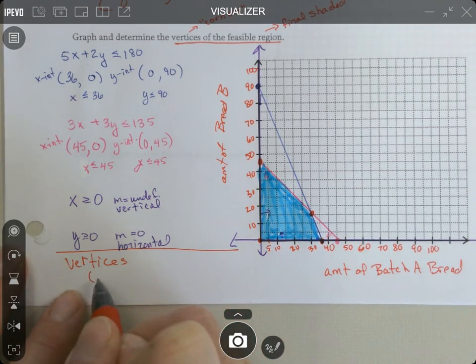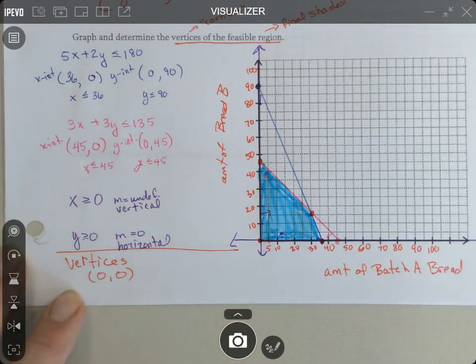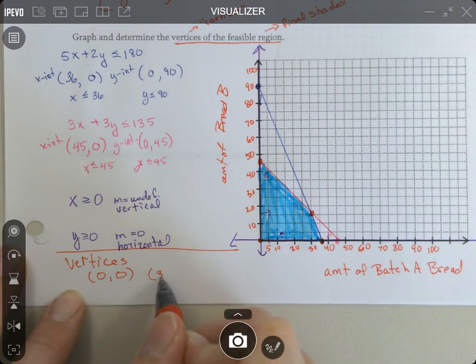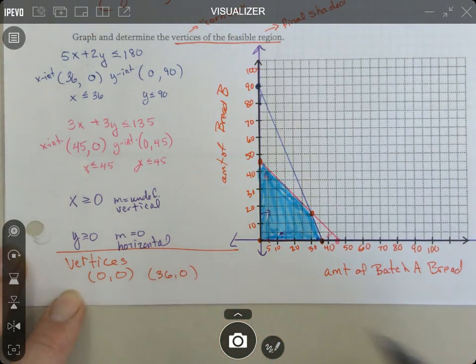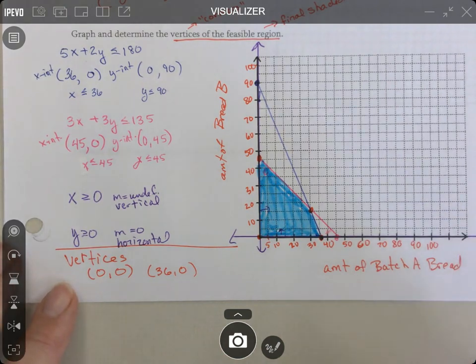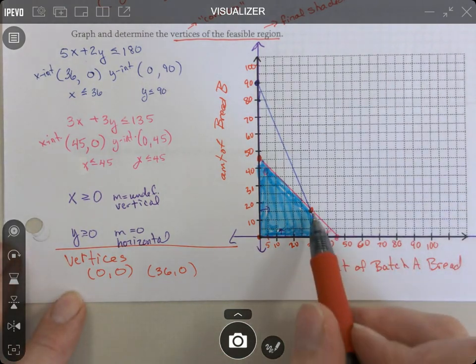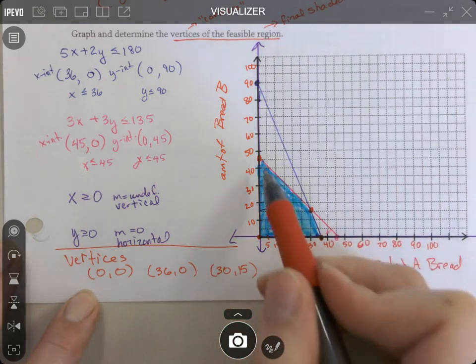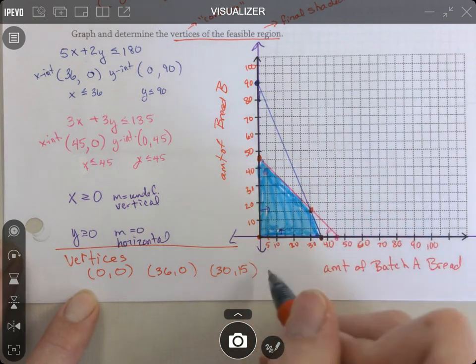So 0, 0 is one of the vertices. The other vertex was 36, 0, so it's good that I had that information. Another reason I want to use x and y intercepts is it's a little more accurate. This one should be 30, 15. I can understand if you were questioning it. And then this one up here was 0, 45.